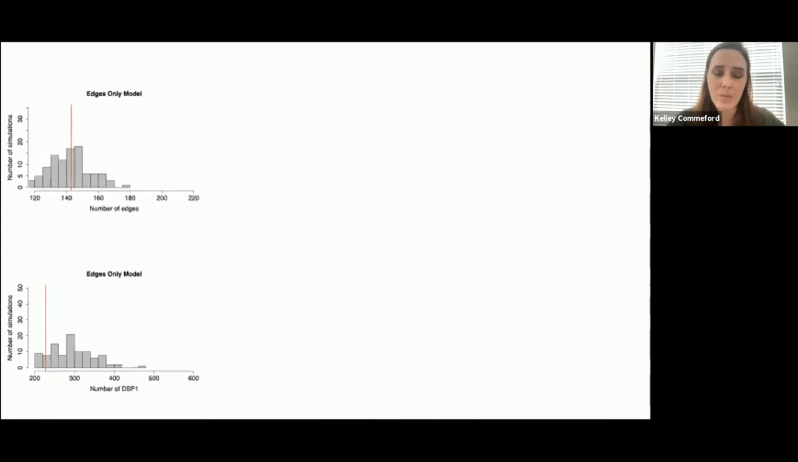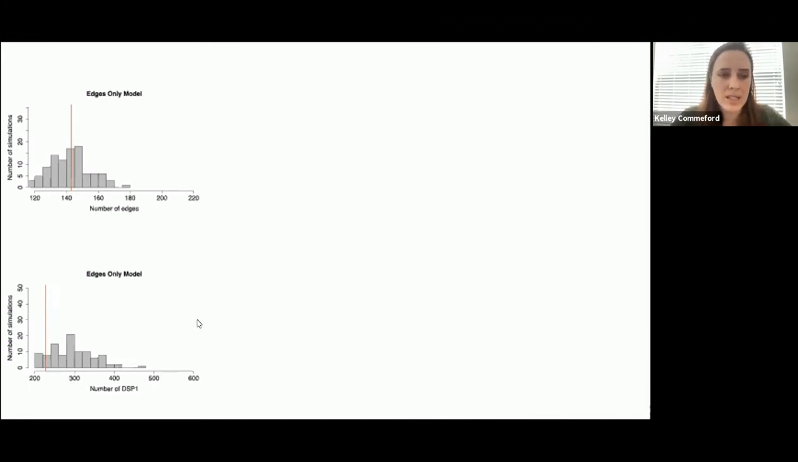And we take that model and we simulated 100 networks using that model. And we plotted the number of edges that showed up versus the number of single dyad shared partners. So that's what we're looking at here. The red line is the actual value from the actual network, whereas these are the simulated networks.